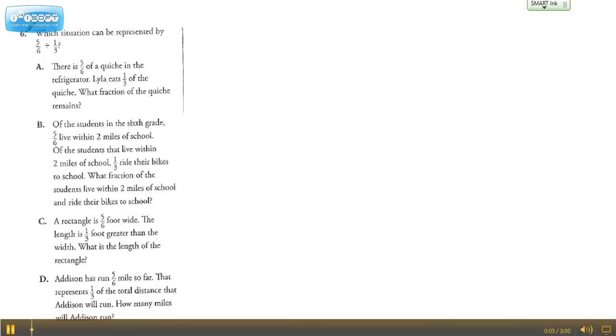We're taking a look at question number 6, which requires a lot of reading and just analyzing each answer choice, and it can be easily intimidating, but we're just going to break it down. Which situation can be represented by 5/6 divided by 1/3? Let's take a look at choice A.